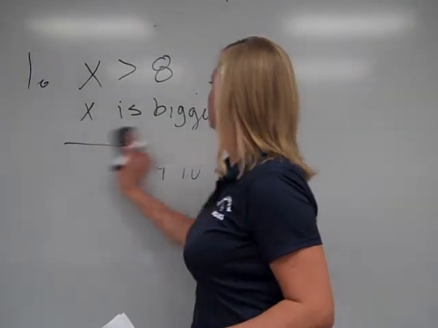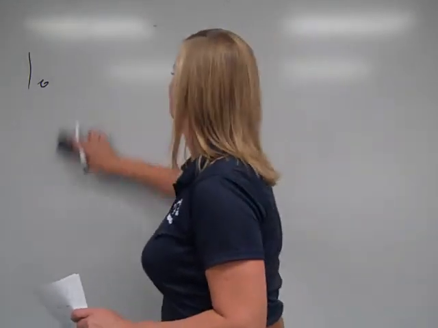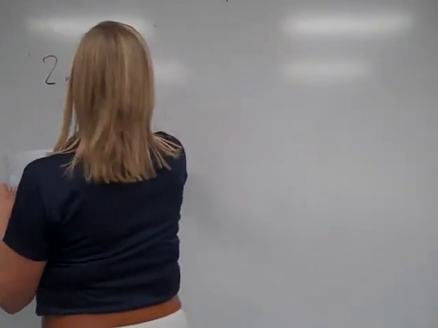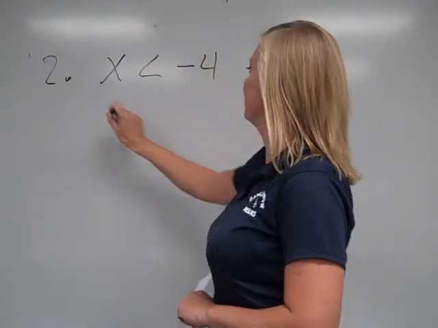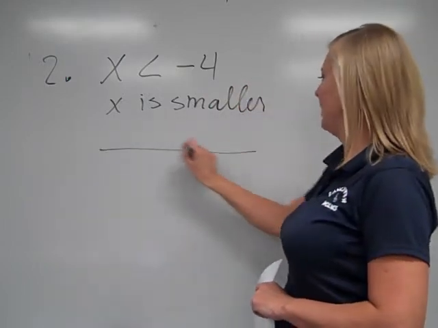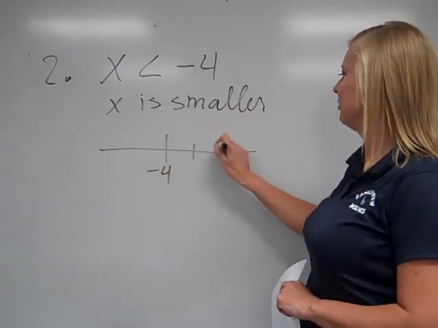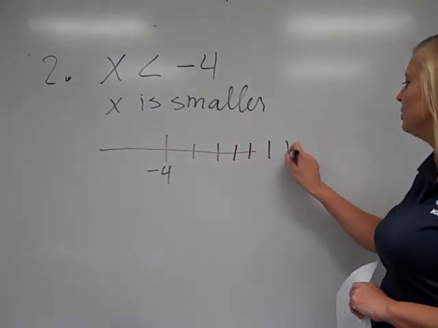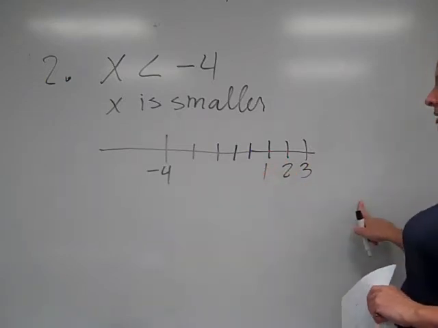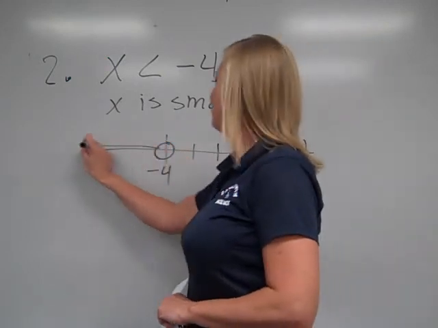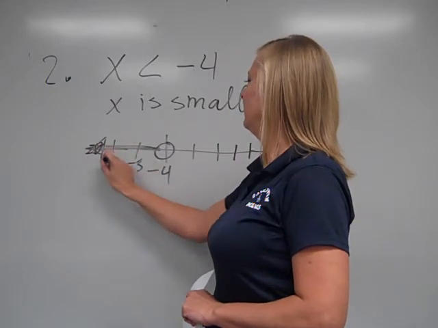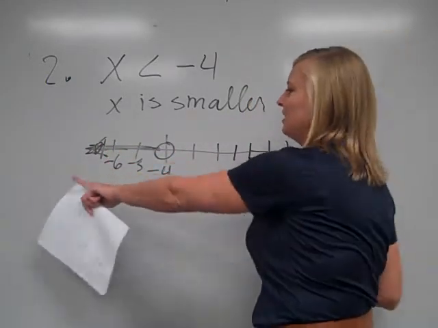Let's try number 2. X is less than -4. That means x is smaller. Remember on your number line, if -4 is here, you'd have -3, -2, -1, 0, 1, 2, 3. So as you start to move to the right, you'll enter into the positive numbers. So x is smaller than would be numbers like -5 and -6. So in this case, we're going to shade to the left.